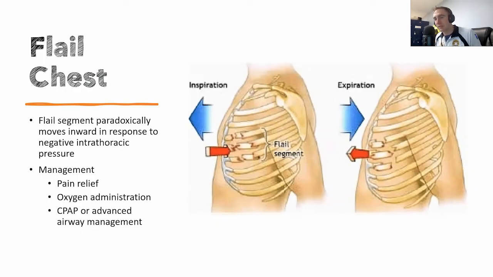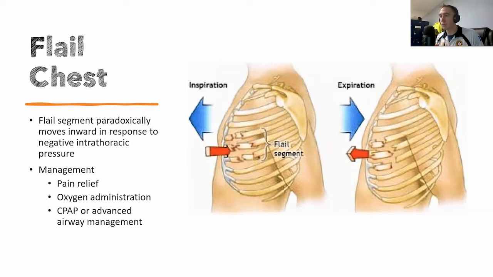You typically get three, maybe more, rib segments that are fractured, and as the patient inhales, they create negative intrathoracic pressure. They inhale, and then that flail segment goes inward. So it can cause hypoventilation by not allowing the lung to properly expand.